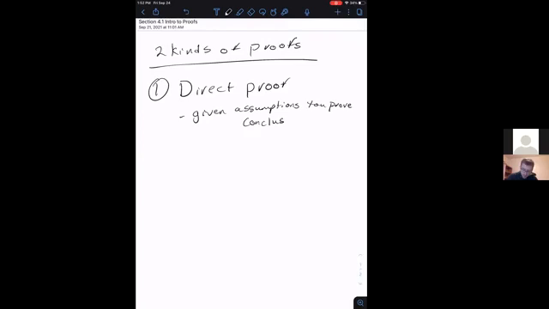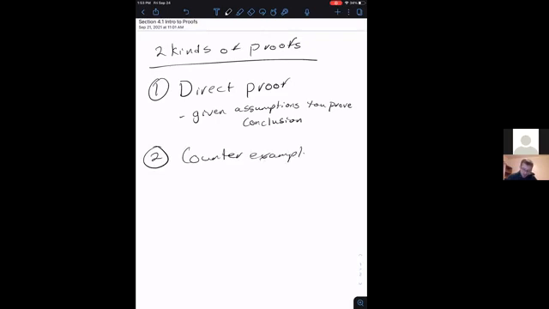This is, I will say, the most clean type of proof, okay? But that doesn't mean it's the best. You will find people out there that think if you prove something that's not a direct proof, that's not a real proof. That's not true at all.